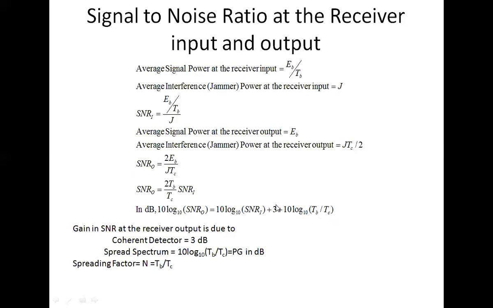So what are these two? This 3 dB gain corresponds to the gain due to coherent detection, and this 10 log to base 10 TB by TC, or 10 log to base 10 N, is the gain due to spreading the spectrum. So the gain due to the coherent detector is 3 dB and the gain due to spread spectrum is 10 log to base 10 TB by TC, which is called the processing gain, PG, in dB. And the spreading factor, we know, is named N. It is defined as N, which is TB over TC.